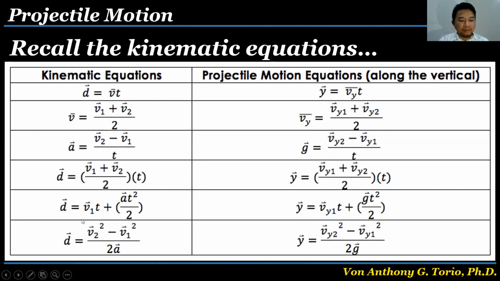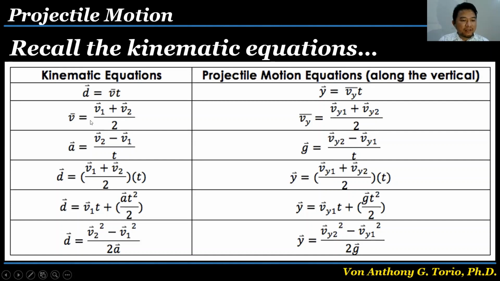So the three more equations that we have here were actually derived from combinations of two or three of the kinematic equations that we defined initially. So equation number 4 here is actually a combination of equations 1 and 2.